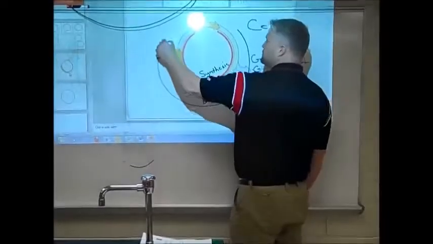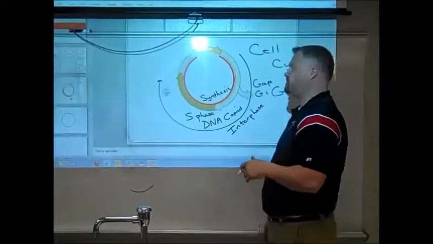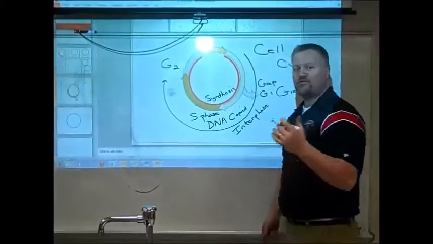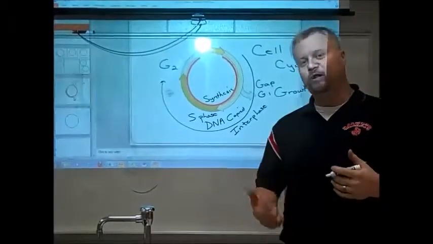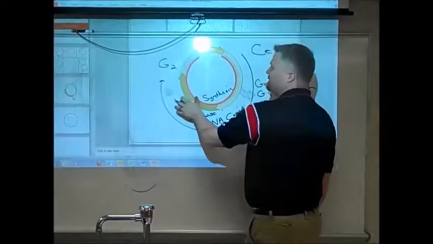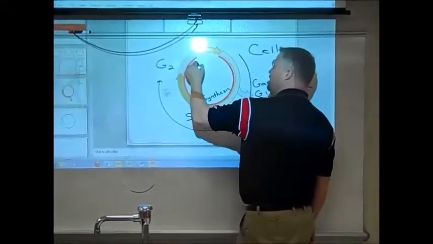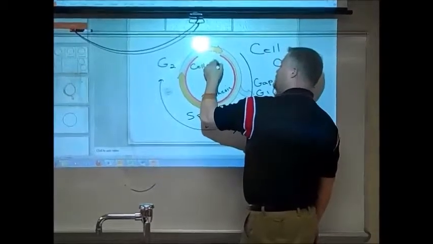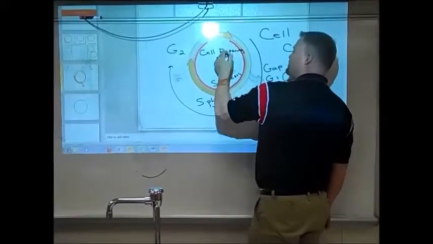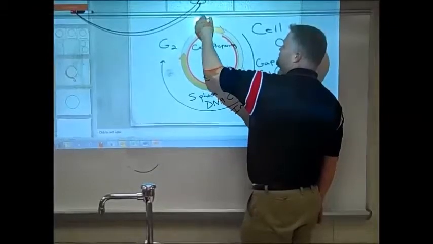Moving on to G2. So moving on past S phase where the DNA is copied, we're going to move into G2. This is kind of a key point for a cell because it's getting ready to divide, if it's going to divide. Basically what you're going to need to know here is cells preparing to divide. So all the little things that are inside a cell, all the little organelles, you're going to have to make enough for each cell.